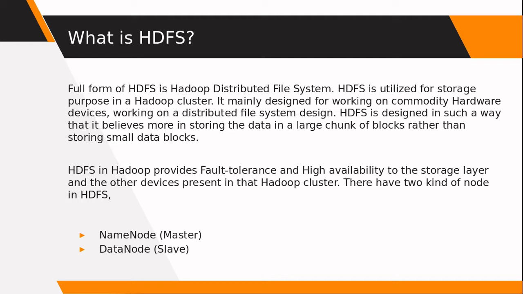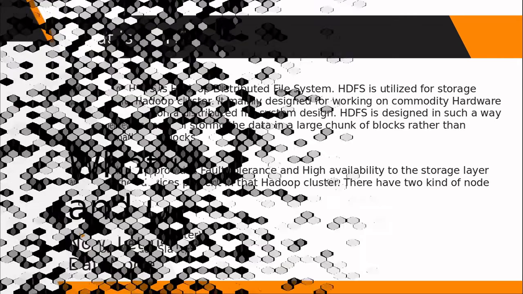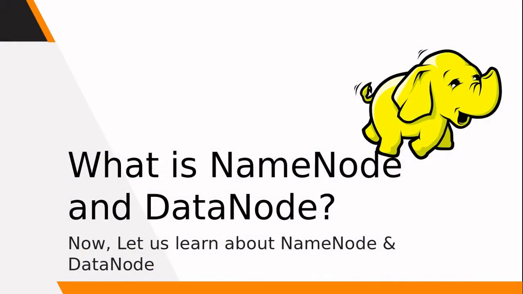HDFS in Hadoop provides fault tolerance and high availability to the storage layer and the other devices present in the Hadoop cluster. There are two kinds of node in HDFS, NameNode and DataNode. Now let us learn about NameNode and DataNode.